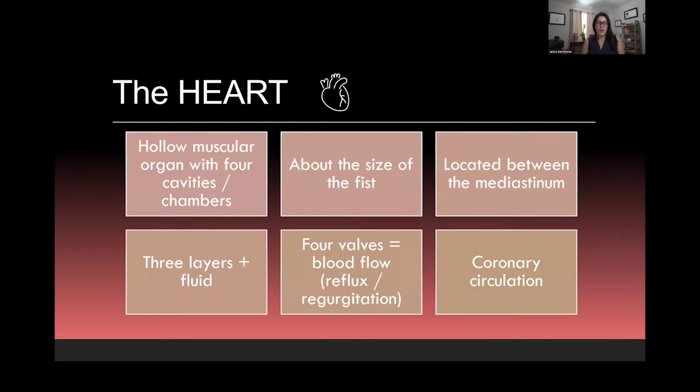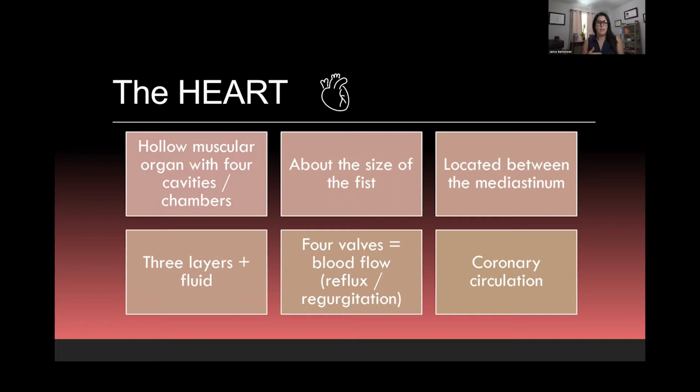So the heart, as a review, is a muscular organ that has four chambers: the right atrium, right ventricle, left atrium, and the left ventricle. It's about the size of a fist. Okay, so it's not really a huge organ. However, it can get larger because, again, it's a muscle, and so the more you work, it could enlarge.